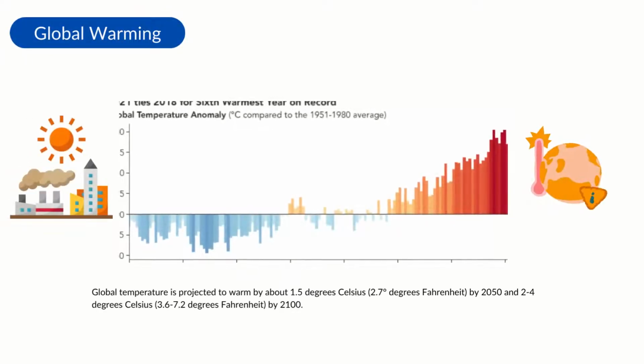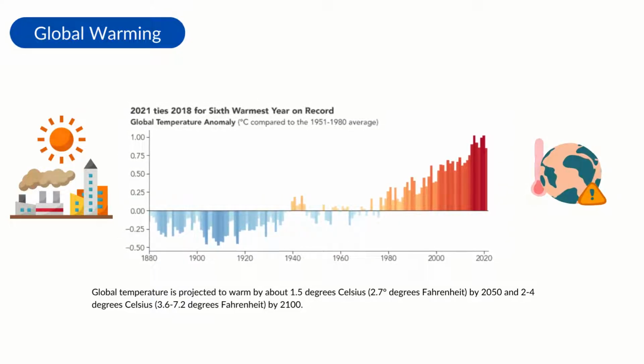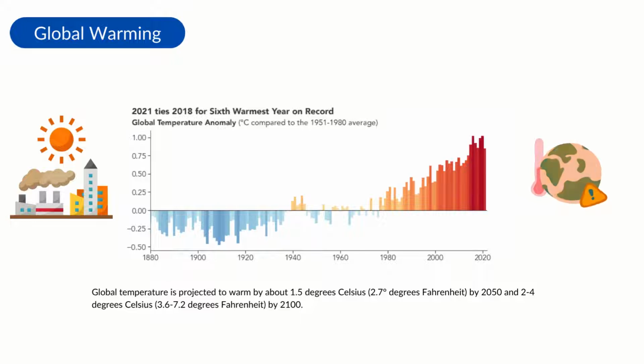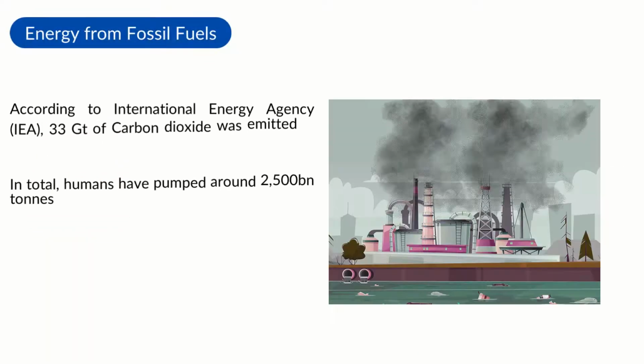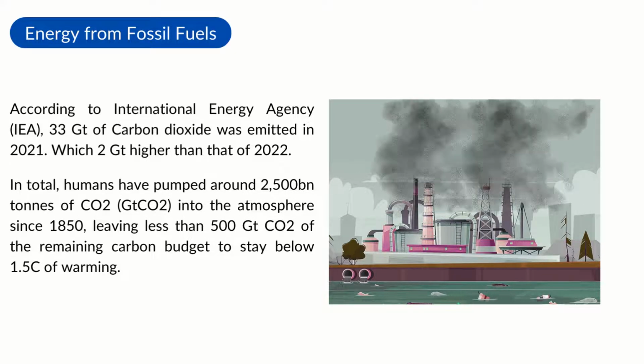According to NASA, Earth's temperature has risen by 0.08 degrees Celsius per decade since 1880, but the rate of warming since 1981 is more than twice that. Global temperature is projected to rise by about 1.5 degrees Celsius by 2050 and 2 to 4 degrees Celsius by 2100. The main reason for the rise in global temperature is carbon dioxide emission from burning of fossil fuel.